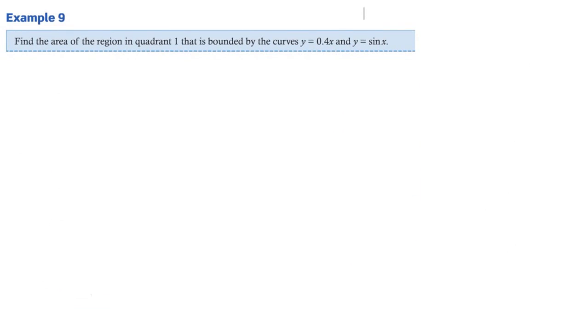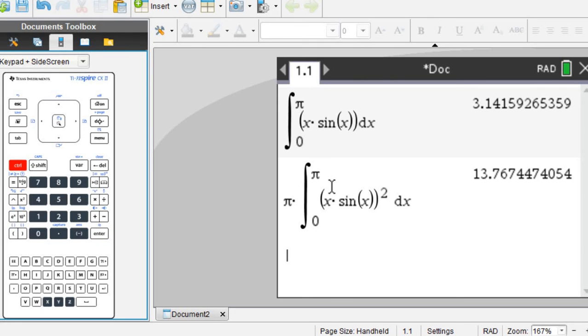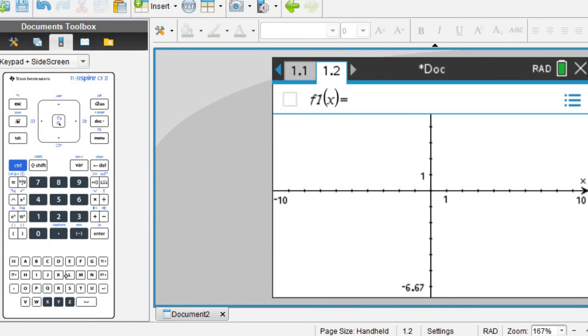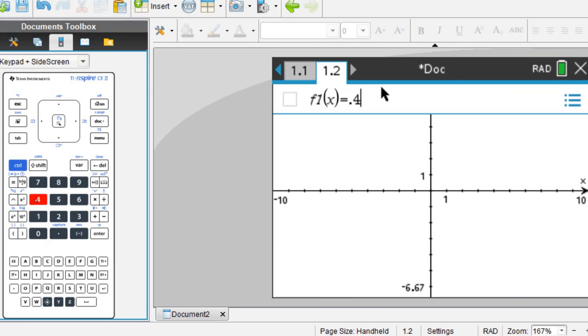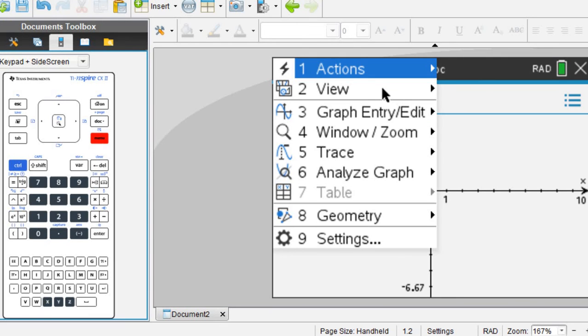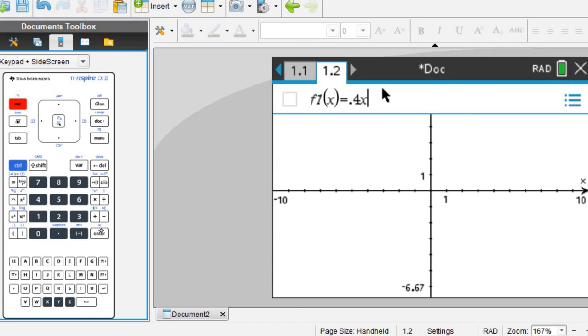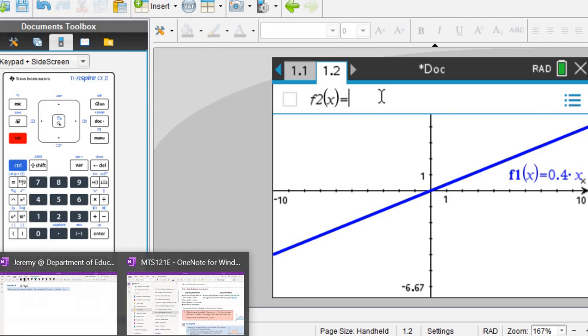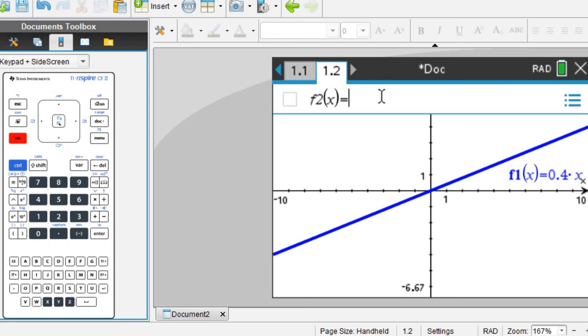Alright, on to another example. This time we're finding the area bounded by two curves. So again, this is a GDC question, and for this one, I would be inclined to go with a graphing page rather than a calculator page. So we add that in, and we've got two functions here. We've got 0.4 times x and we've got, double check that, sine of x.